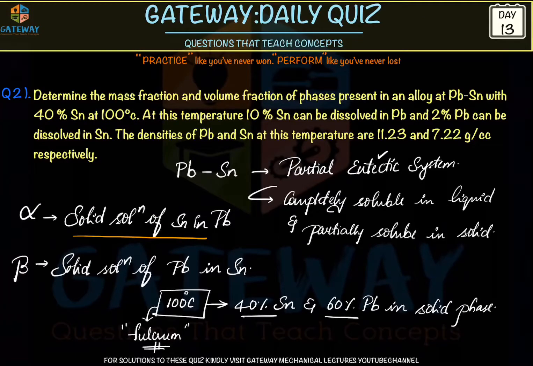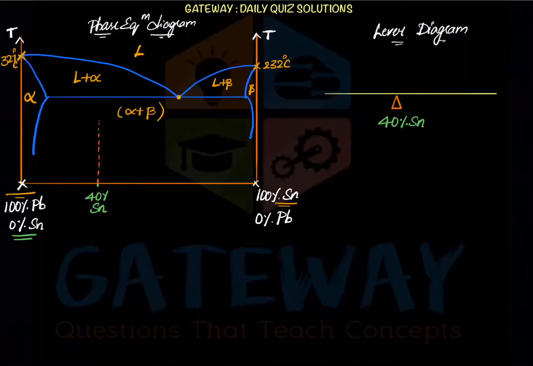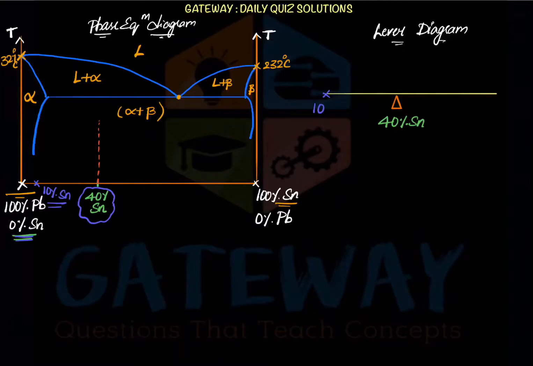At this temperature, 10% of Sn can be dissolved in Pb. And they said that at this temperature, 10% of Sn can be dissolved in Pb. Nothing but the point over here. If this is 0% Sn, somewhere around here we will be having the 10% Sn. Since we are given 10% Sn, and our reference is for tin, here on the extreme end we will write the 10% Sn.